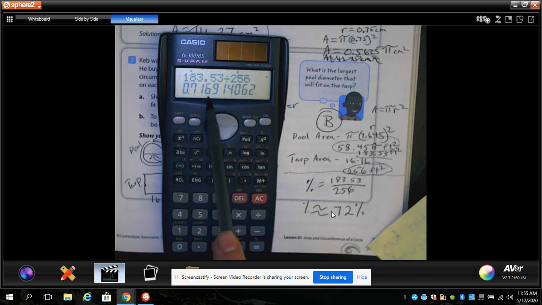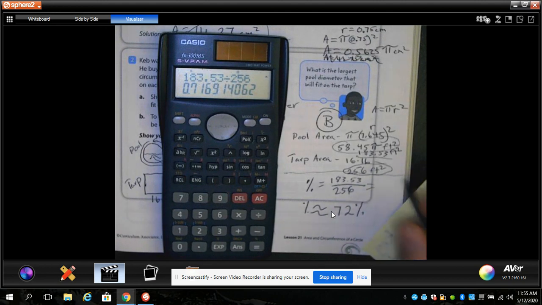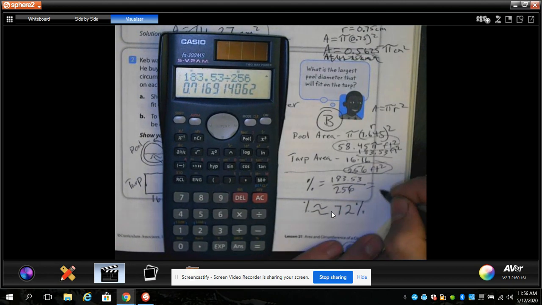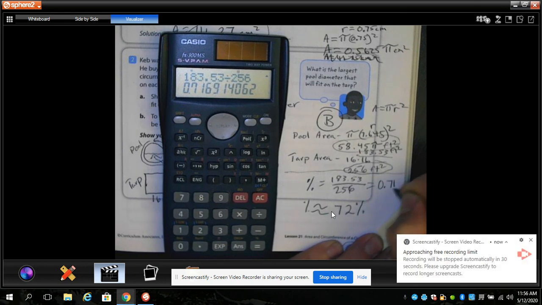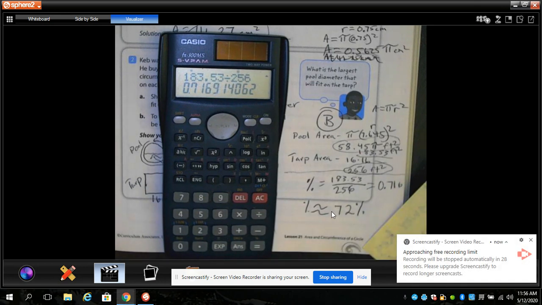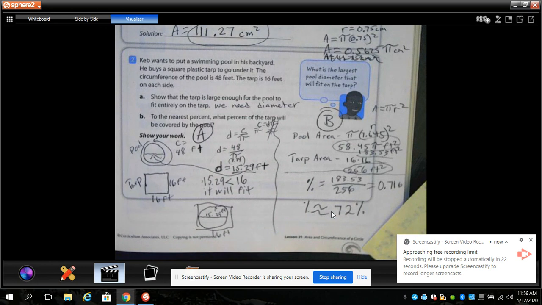So the 6 is going to round the 1 up to the 2. And remember, you have to slide your decimal over 2 places to change the decimal into the percent. So if I were to add that in here, that would be 0.72, and we need to go 2 places over, so that is 72 percent, right there. I hope that explains enough as to how to find part A and B.